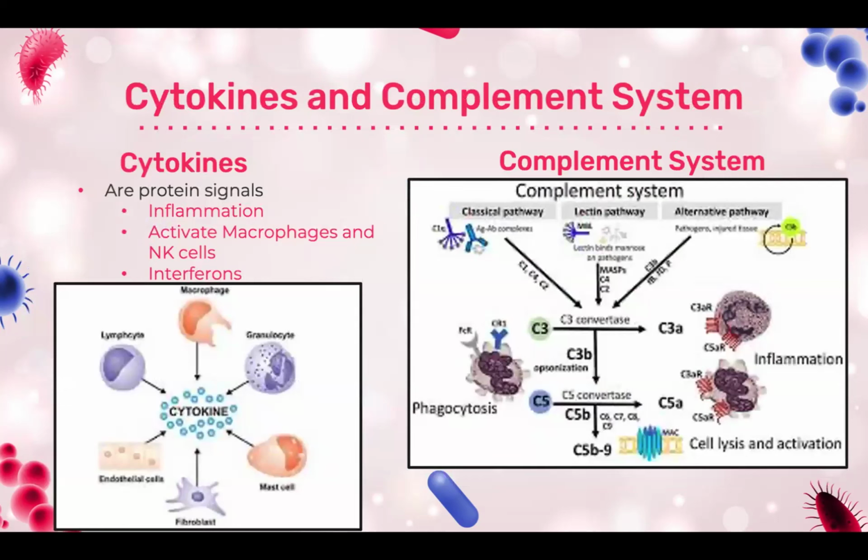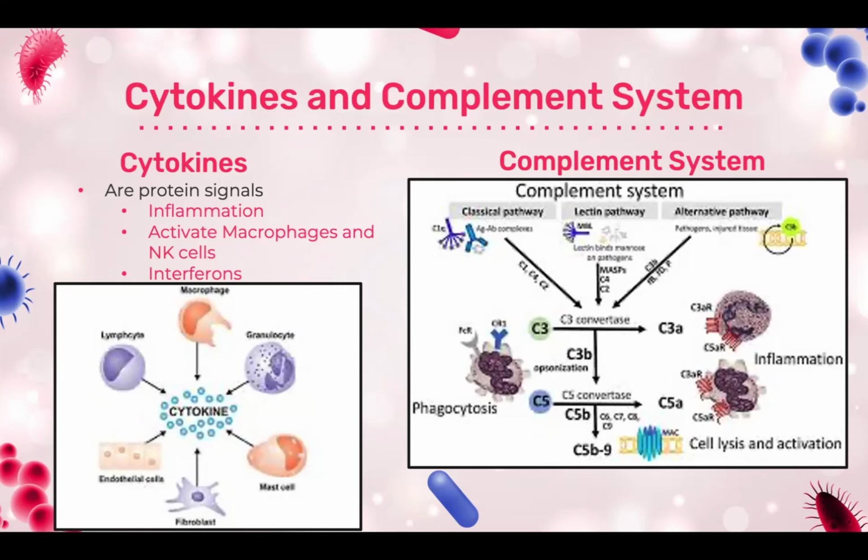Cytokines coordinate the immune system response by driving inflammation and activating macrophages, natural killer cells, and other cells. Some cytokines are known as interferons, which create an antiviral state by stopping viral replication. The complement system enhances the immune response.